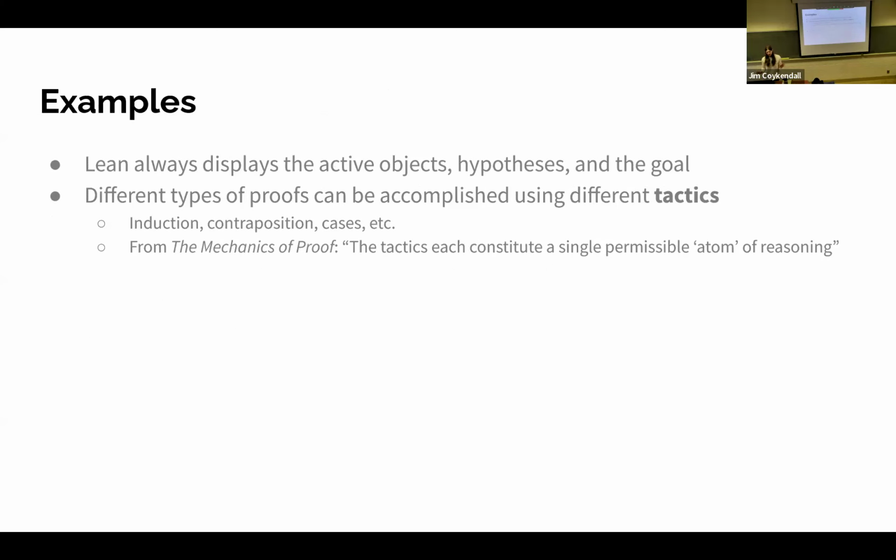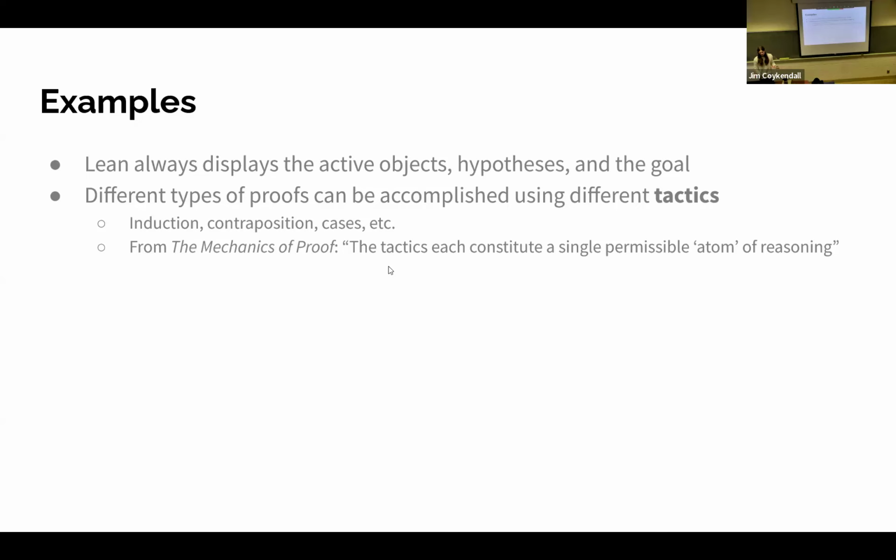In a second, I'm going to get into some examples of using it and what that looks like. But before I do, a brief introduction to what we're going to see. Lean will always display the active objects in your statement, the hypotheses that you have, and the goal that you're trying to prove. We have different tactics that we can use to establish different types of proofs or perform different types of reasoning. We have different tactics for doing induction or for doing contraposition, and so forth.